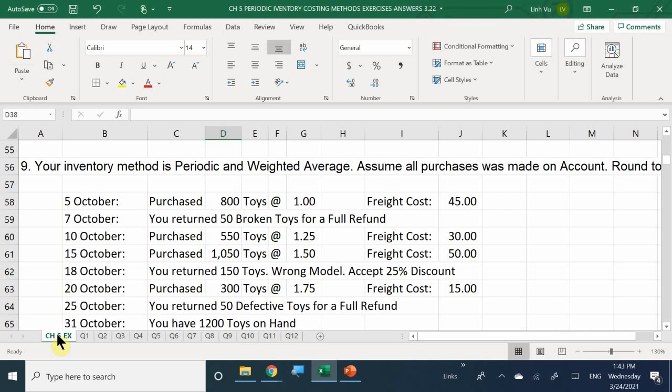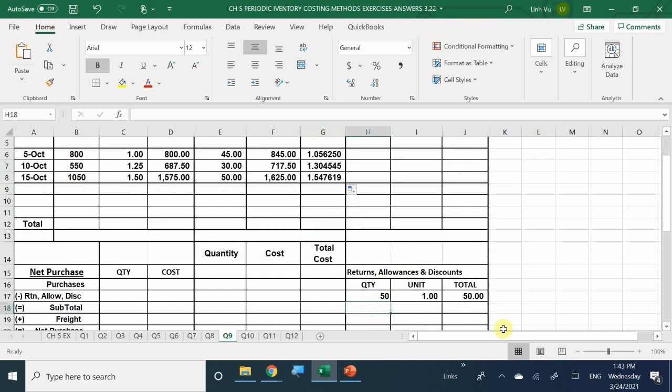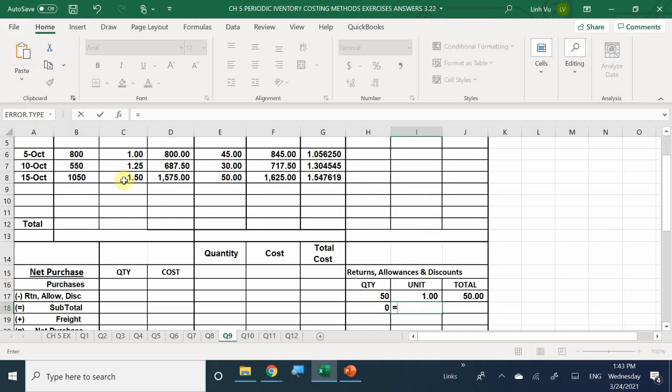So now, what am I going to do? You go to your returns, allowances, and discounts. Perfect. Now your quantity will be zero because you didn't actually return them. Correct. Your unit price will be $1.50. Good. And then what you'll do is equal parenthesis 150 times 1.5 parenthesis times 0.25. It's 25%.